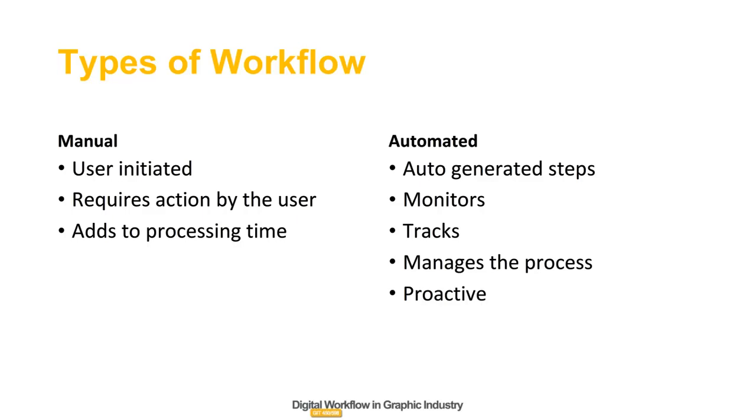Automated workflows are usually machine-driven by automatically generated steps that monitor, track, and manage a process. They are created to be proactive, not waiting for user initiation. For example, the process of creating a recurring event on an electronic calendar is a combination of manual and automated workflow. The user initiates the process by manually creating the event, setting the recurrence, reminder alerts, and saving, and then the process takes over and follows the workflow that has been set up.